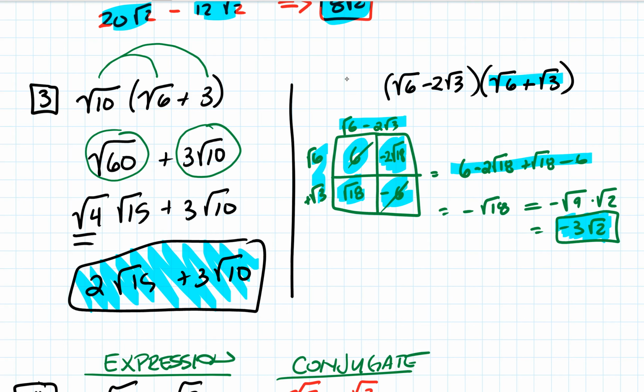I wrote everything out here. 6 minus 2 rad 18 plus rad 18 minus a 6. That gives me a negative rad 18. I can break that down even further and get a negative 3 rad 2. That is a way more interesting example.